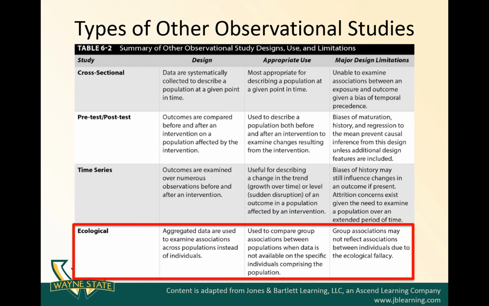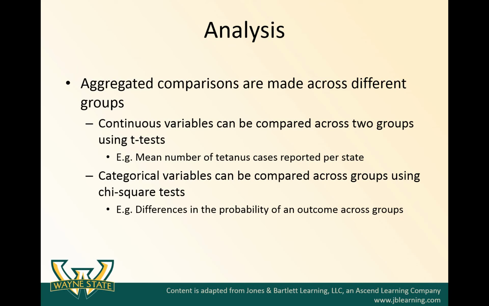Lastly, ecological studies make comparisons across groups of individuals instead of the individuals themselves. They're commonly used to compare groups or populations when data on the individuals comprising those groups is not available. These are aggregated comparisons made across different groups. I'm not going to go into it right here, but there are a variety of ways you can make these comparisons between groups using different statistical tests, which are listed here and will be covered more in depth later on in the semester.